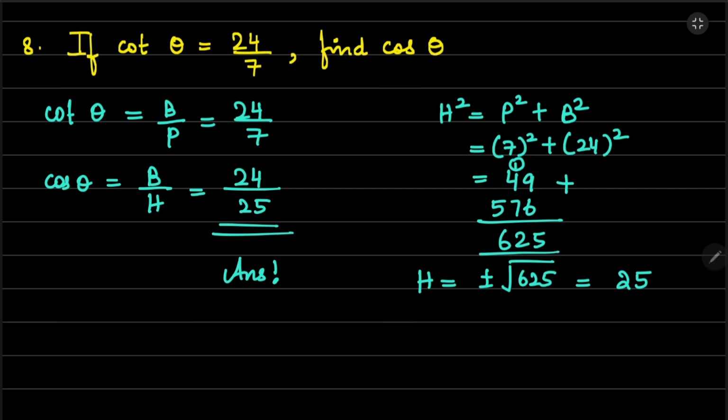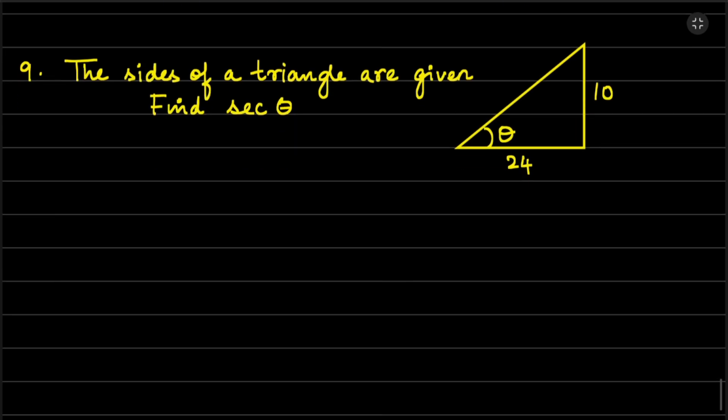Let's move on to the next question, question number 9. The sides of the triangle are given. Find secant theta. So what is secant theta? Cos theta is b by h, so this is nothing but h by b. Okay, so let's mark quickly.